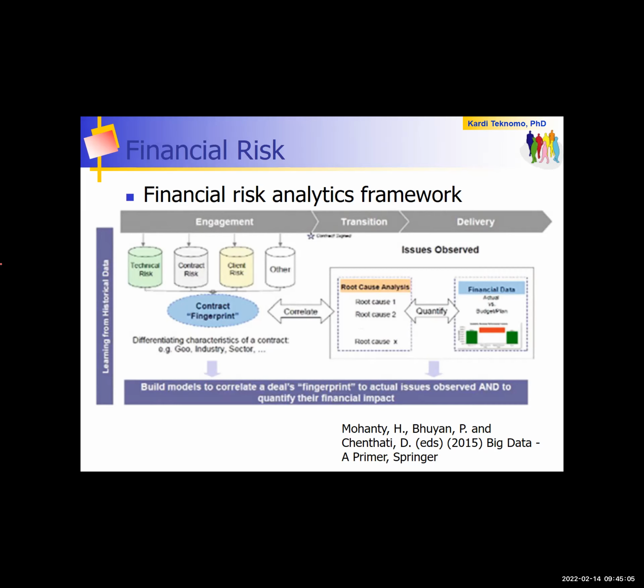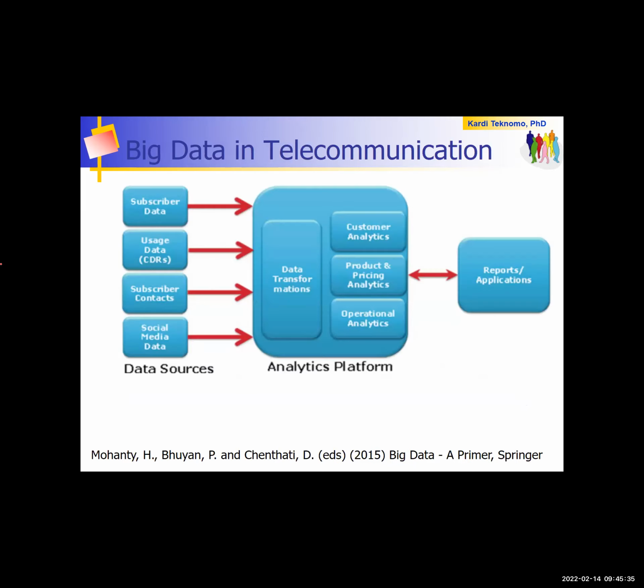You ask why this happened. Then you can check the financial data and deliver to the customers, telling them, oh, this kind of fingerprint, this kind of customer, this kind of transaction probably has certain risks. So this is an example of an application of big data in financial risk.